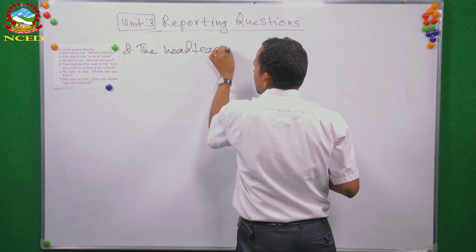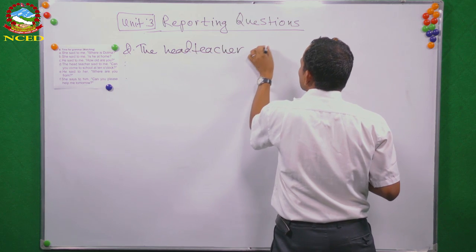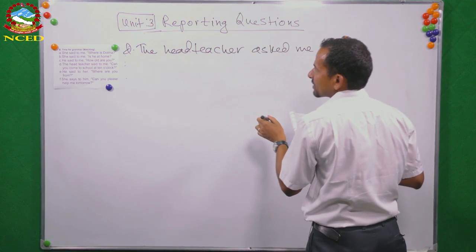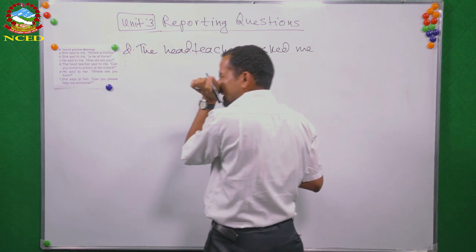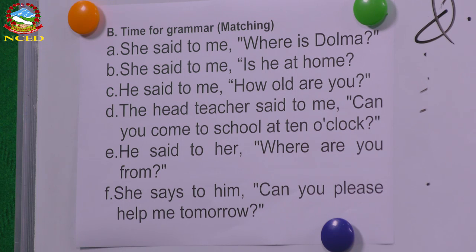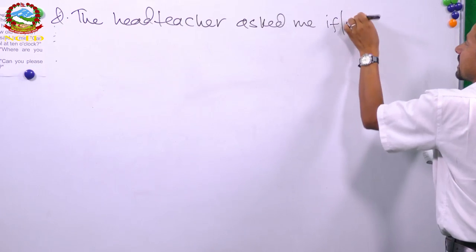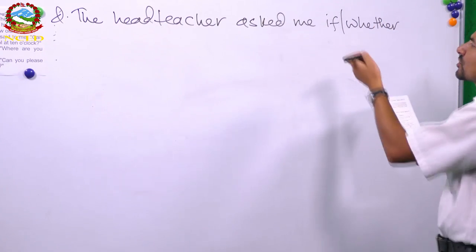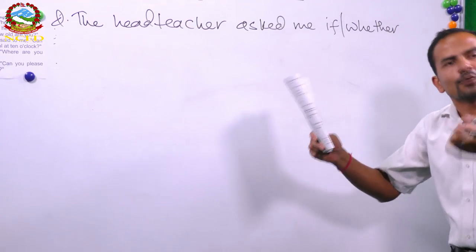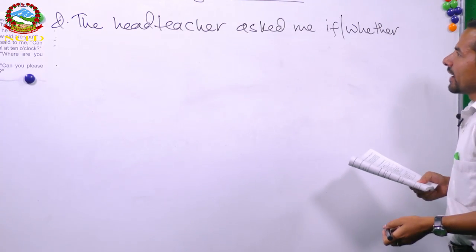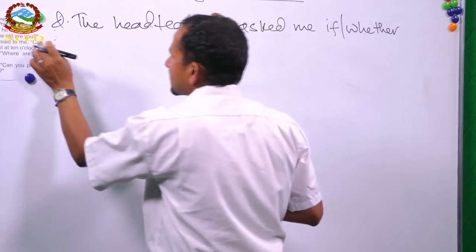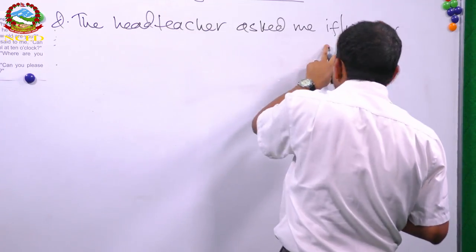The head teacher said to me is changed into asked. Okay, me is the object. The head teacher asked me. So what is the question? It's a yes-no question. So when we report a yes-no question, we just write either if or whether. In your examination, you can write one word as well. In real life too, you can just use one word. We don't say that. The head teacher asked me if, whether. Then it's a yes-no question, so we have used if or whether.